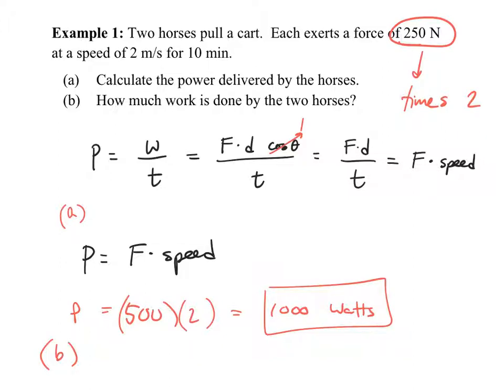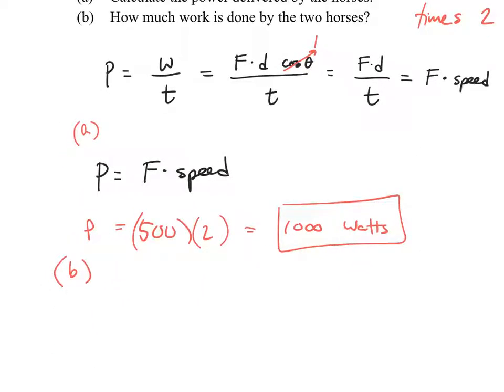Part B says how much work is done by the horses. Well, now we know what the power is. The power is 1,000 watts. The actual time it takes for this to happen was given. I think the time was given as 10 minutes. And the question is, what is the work done?